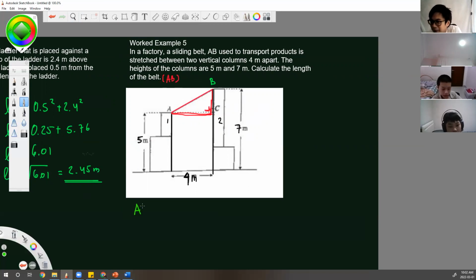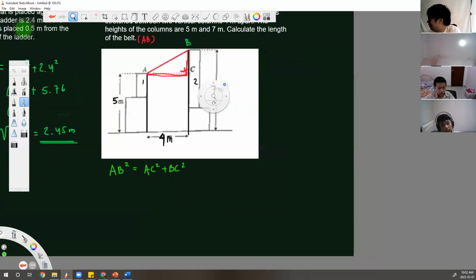Okay, AB is the hypotenuse. Just write it down: AC square plus BC square. Guys, what is AC then? We don't have the AC. 4 meters. How come, Vincent? Because I put down there 4 meters. So it's 4 meters square, because it's a rectangle. That's right. A rectangle has two same opposite sides. 4 meter. Oh, sorry, 4 square. Almost wrong.